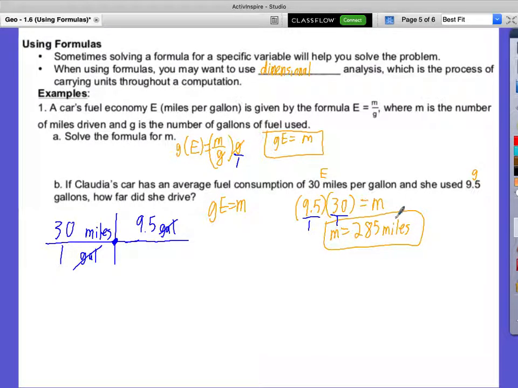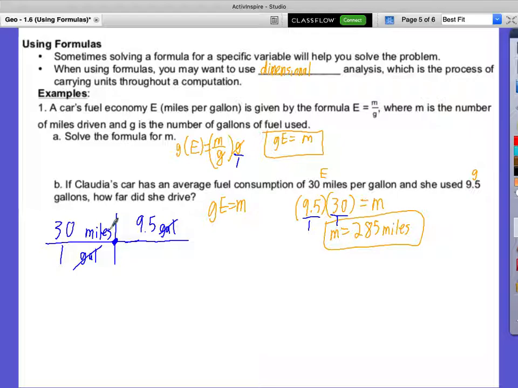And then you multiply across like you would any fraction. 30 times 9.5 ends up being 285. And we divide by 1, which keeps the number the same, doesn't it? So that's how we end up with 285 miles. That's how we change through units, okay? Or dimensions, so to speak. Okay? Dimensions like square units, cube units, okay? That's how we get those.